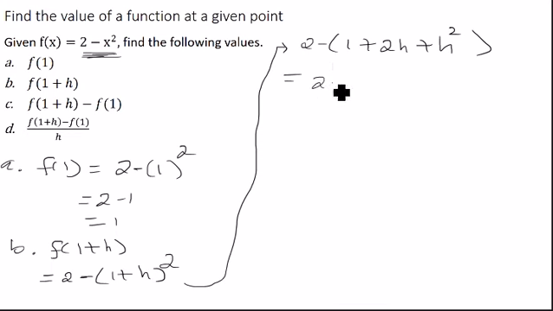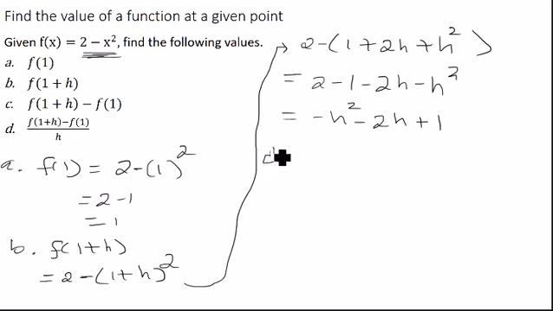(a plus b) squared equals a squared plus 2ab plus b squared, and that's going to be 2 minus 1 minus 2h minus h squared, because the minus and the plus is a minus. And you can simplify this, so negative h squared, I want to put it at the very beginning, and then minus 2h, and then 2 minus 1 is plus 1. So I got that for f of 1 plus h minus f of 1.